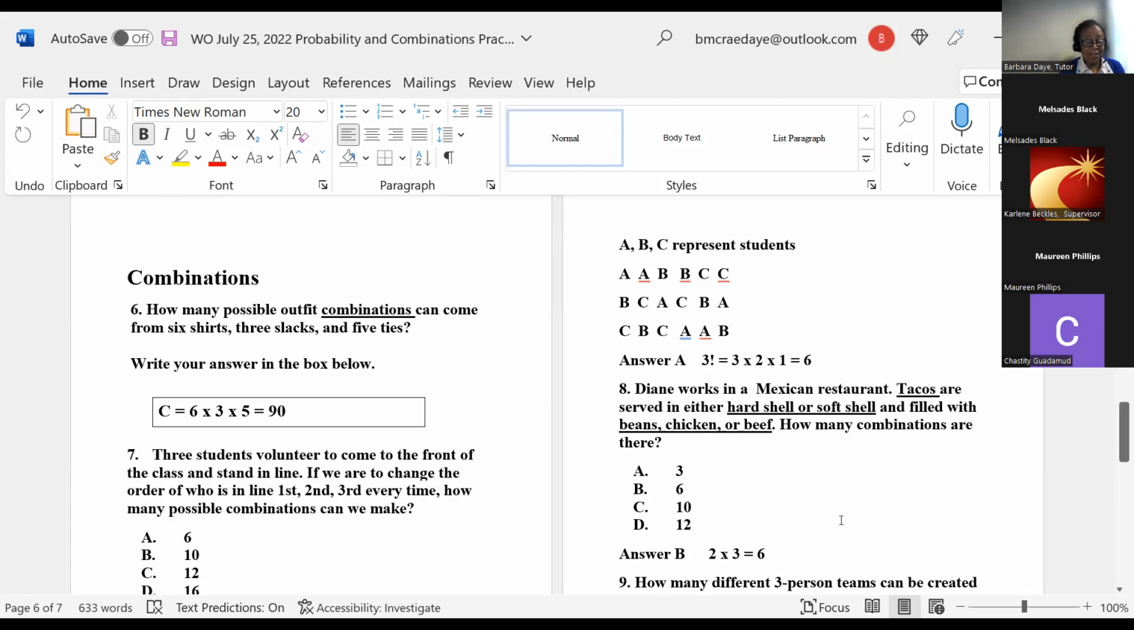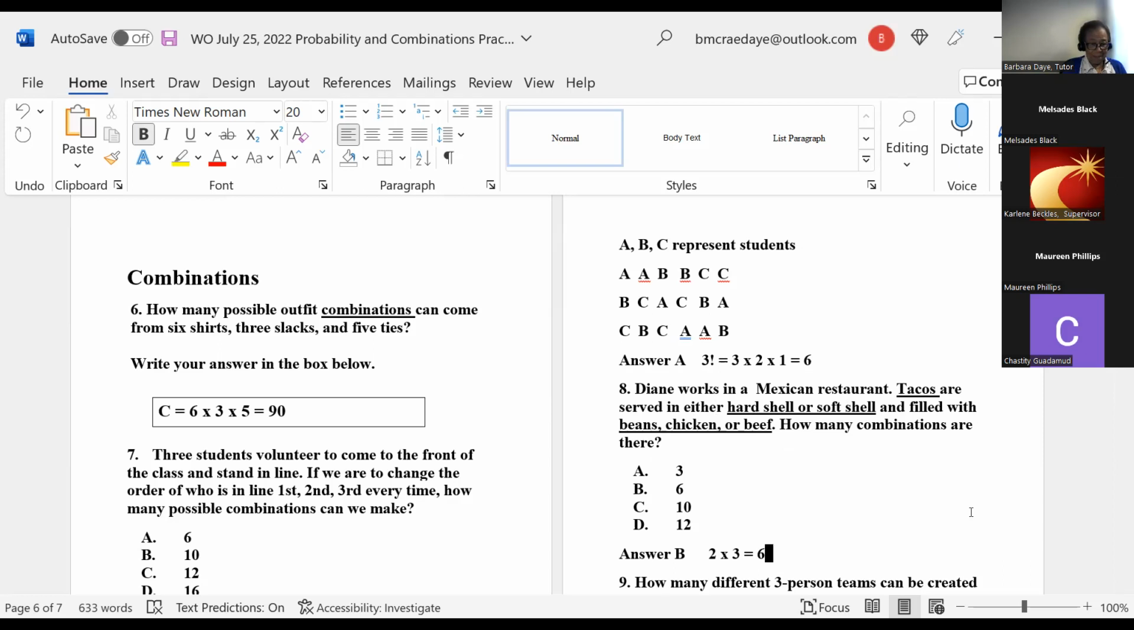Yep. And this one you can easily do. Hard shell, 3 fillings, that gives you what? 3. Soft shell, 3 fillings gives you 3. What's the total? 6. I didn't dream of multiplying. You can see the answer on this one. Yes, Miss, but I don't understand that that's how I'm really supposed to do it.